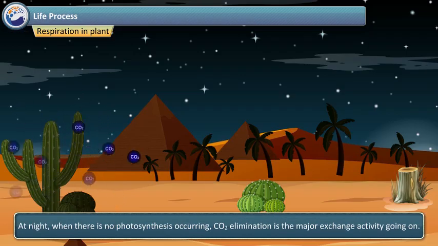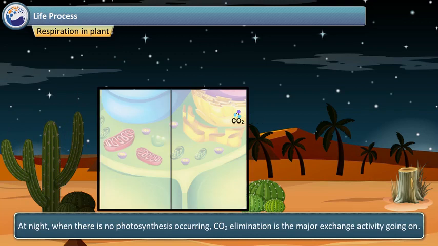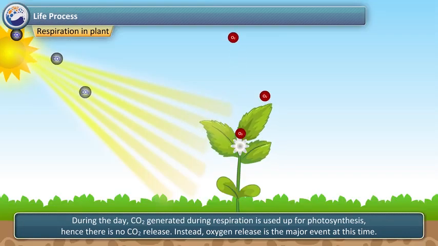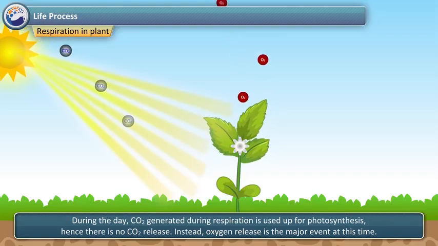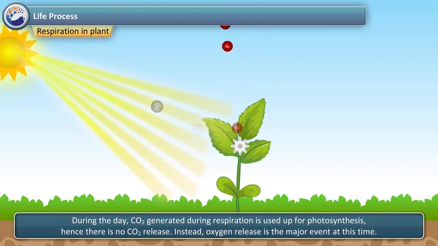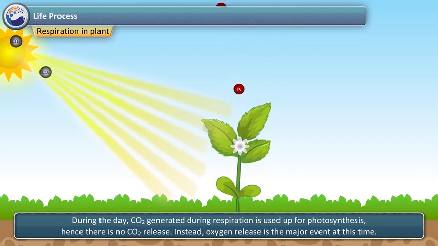At night, when there is no photosynthesis occurring, CO2 elimination is the major exchange activity going on. During the day, CO2 generated during respiration is used up for photosynthesis, hence there is no CO2 release. Instead, oxygen release is the major event at this time.